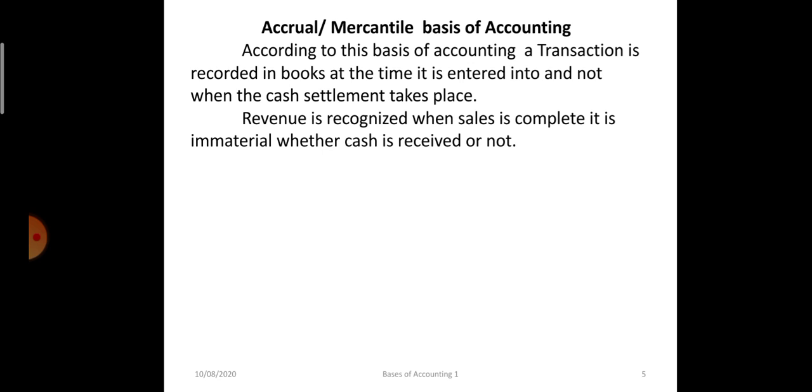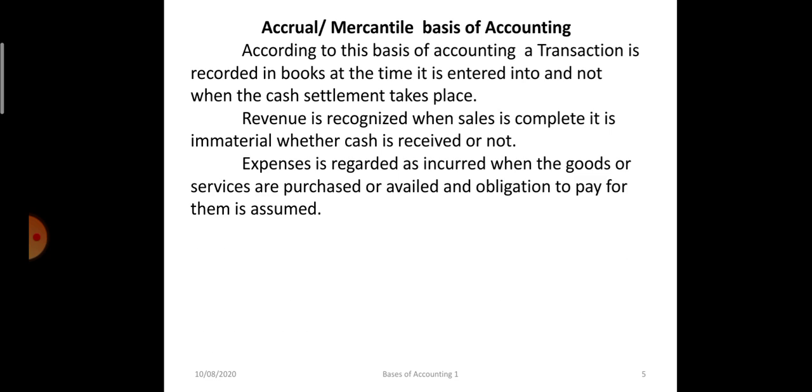Revenue is recognized when the sale is complete. It is immaterial whether cash is received or not. We will record it as soon as the ownership of the goods is transferred. Expenses are regarded as incurred when the goods or services are acquired or availed, and the obligation to pay the amount is there.